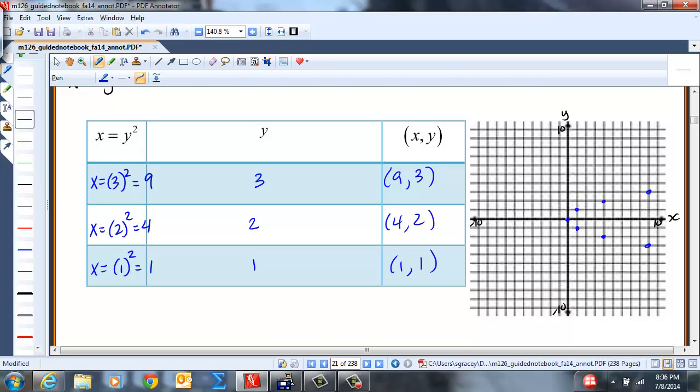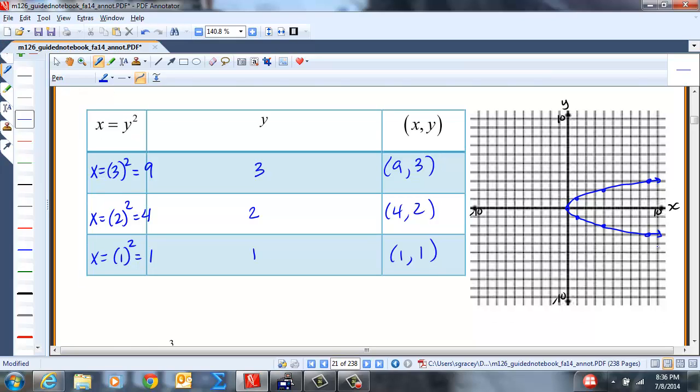And so we've got a nice graph of a conic section here. Good so far? All right.